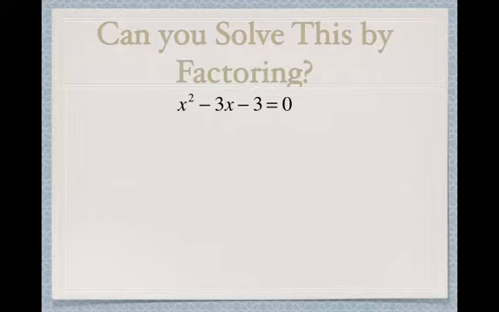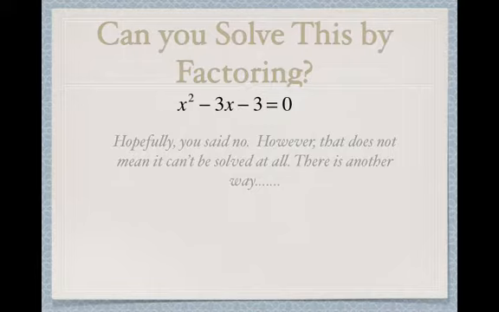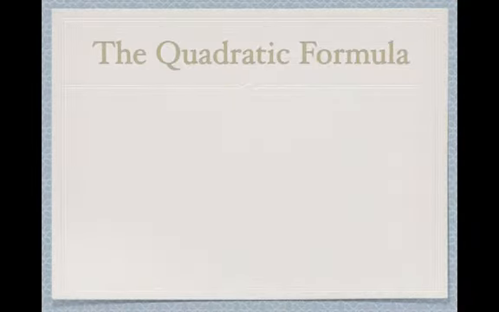Are you having trouble? Hopefully you are. Okay, this problem cannot be solved by factoring. There aren't any numbers that will multiply to -3 as well as add to -3. This problem still can be solved. We can figure out what x is, but we have to do this another way. And that way is using the quadratic formula.